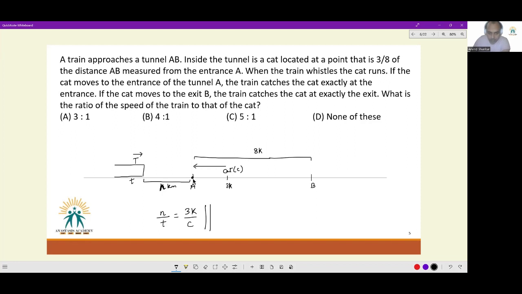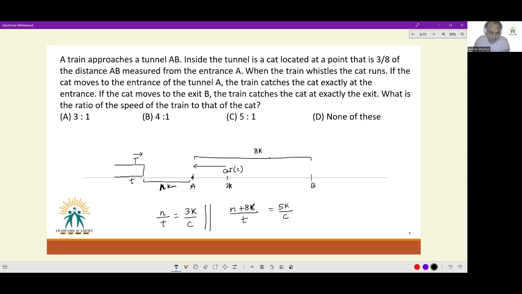This is when they meet at entrance A. At the opposite end of the spectrum, if they are moving towards exit B, in this instance the train will travel n plus 8k at the speed of t. The cat will travel 5k at the speed of c.